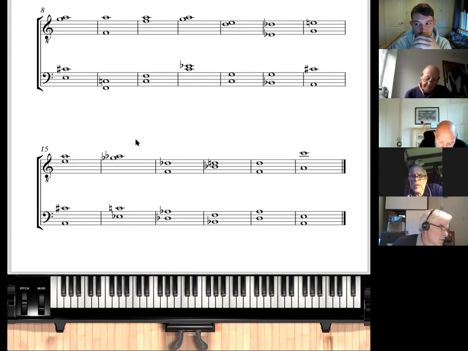A, G, G flat. That's beginning to sound like an A flat 7th. Or in that key if you want. Righty. Anything else? A, E flat, C. Yeah, I think A flat 7th. Yeah, that's the right chord.